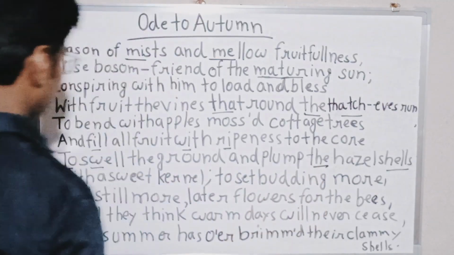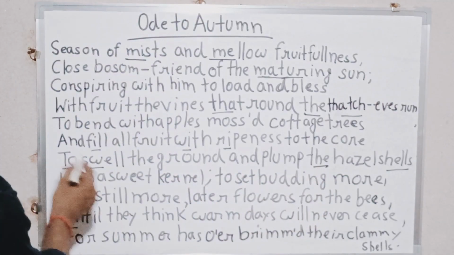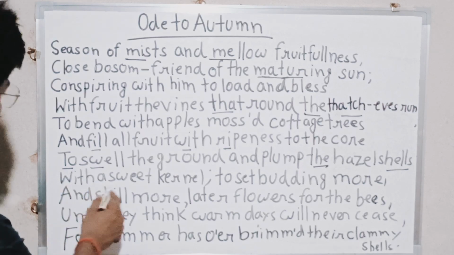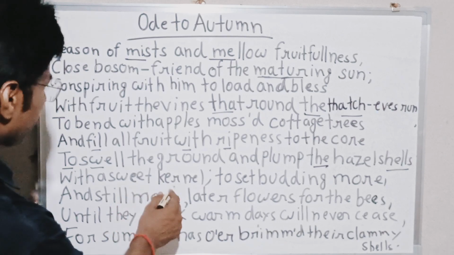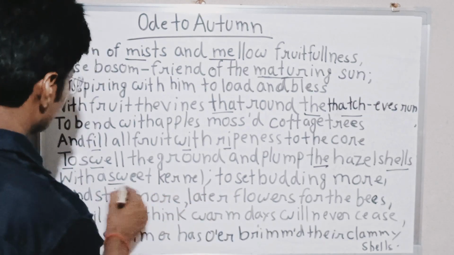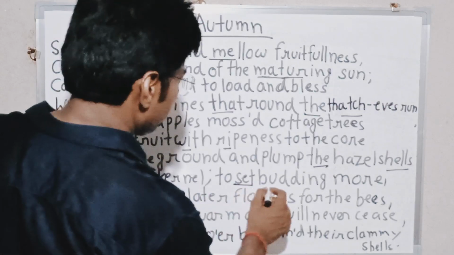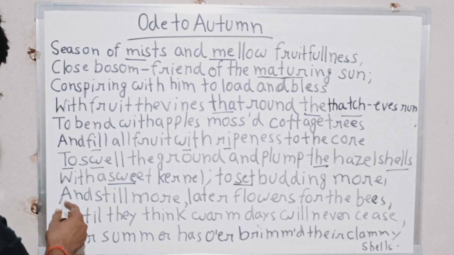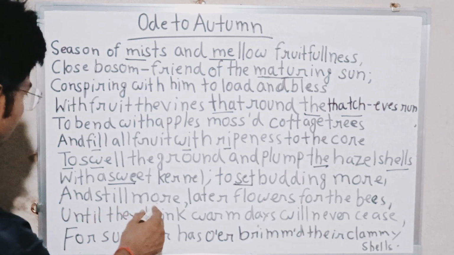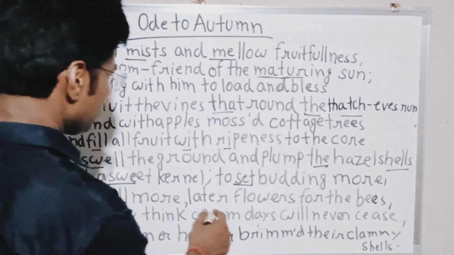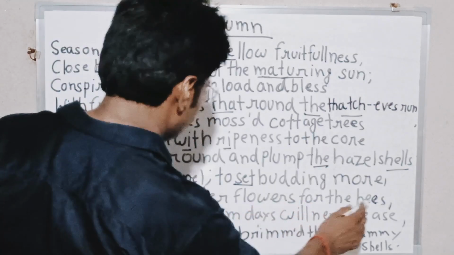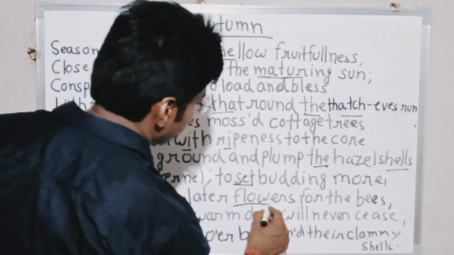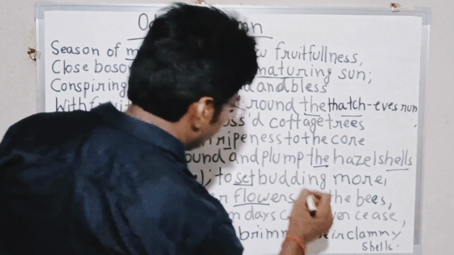Then this, to, the, again alliteration, repetition of the T sound. With a sweet kernel to set. See, sweet, set, budding more, and still more later flowers for the bees. So see, a good example again of alliteration, flowers, F for F.